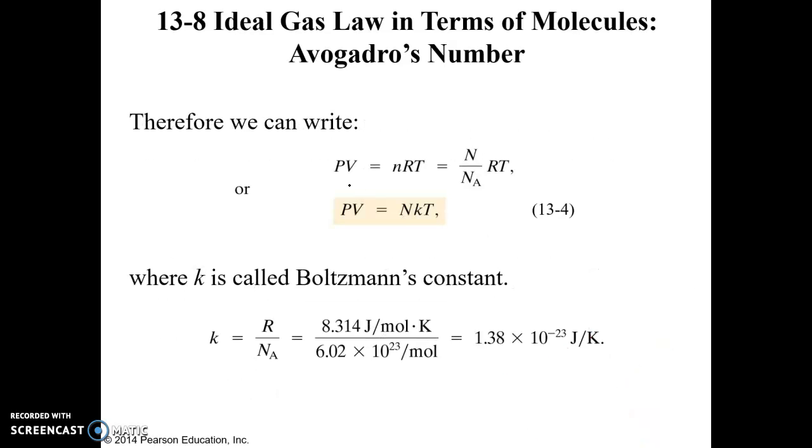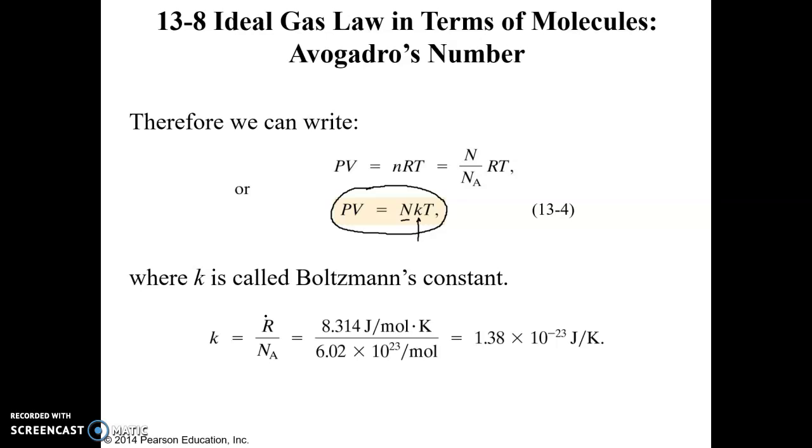This is a slightly different way of writing the ideal gas law. Rather than PV equals nRT, we can write it as PV equals big N times kT. So that introduces a new variable, k. k is called Boltzmann's constant. And we'll talk more about Boltzmann a little bit later.